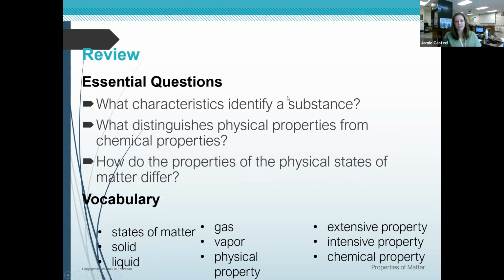Okay, what characteristics identify a substance? What distinguishes physical from chemical? And how do the properties of physical states differ? So think solid, liquid, gas. How are those different? Think about particle motion. Think about organization. How close are they together? How quick are they moving? And there's all your vocab.